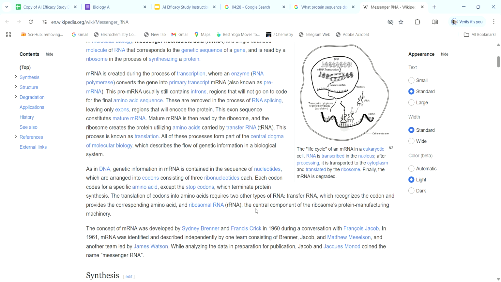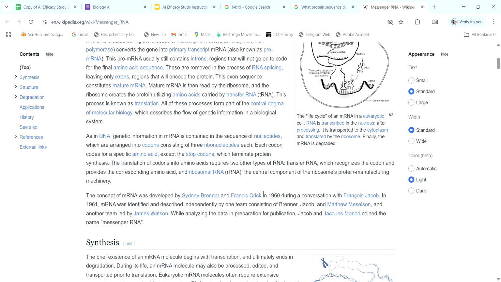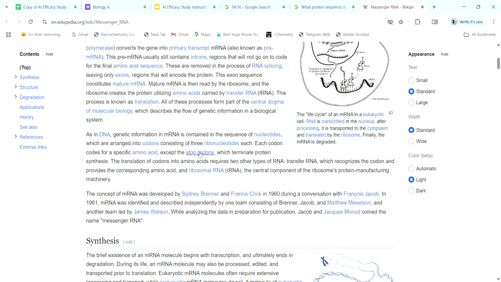As in DNA, genetic information in mRNA is contained in the sequence of nucleotides, which are arranged into codons consisting of three ribonucleotides each. Each codon codes for a specific amino acid, except the stop codons, which terminate protein synthesis. The translation of codons into amino acids requires two other types of RNA: transfer RNA, which recognizes the codon and provides the corresponding amino acid, and ribosomal RNA, the central component of the ribosome's protein manufacturing machinery.